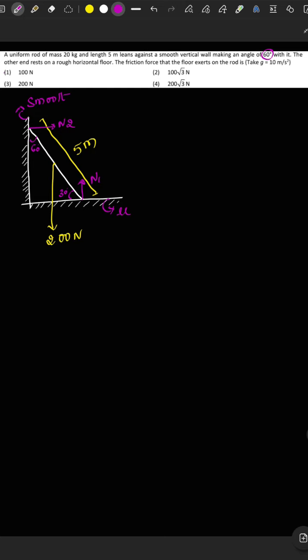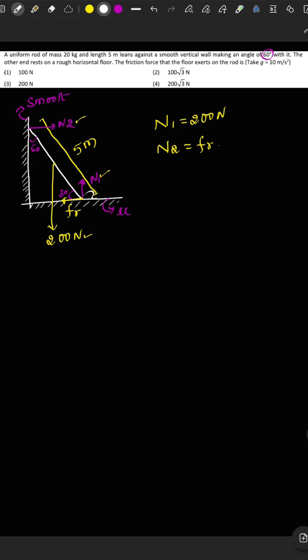So now let us write the net forces along the x axis and the net forces along the y axis. First let us mark the friction. The rod tends to move towards right at this point, so friction must act towards left. Now net forces along y direction: N1 is acting up, 200 is acting down, then N1 must be equal to 200 Newton. In the same way, N2 is acting towards right, friction is acting towards left, then N2 must be equal to friction. Good.